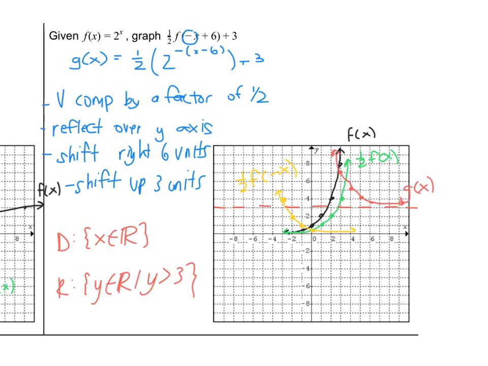All right, so hopefully you have your transformed function somewhere over here, which makes our domain x is an element of all real numbers and our range y is an element of all real numbers, but y has to be greater than 3. Make sure it's not greater than or equal to 3. Okay? Now, let's move on and try a sinusoidal.